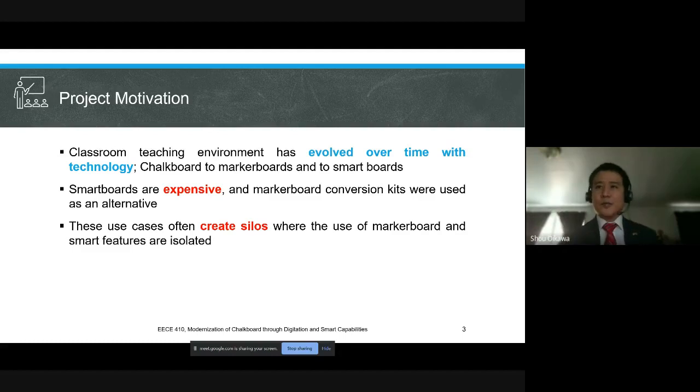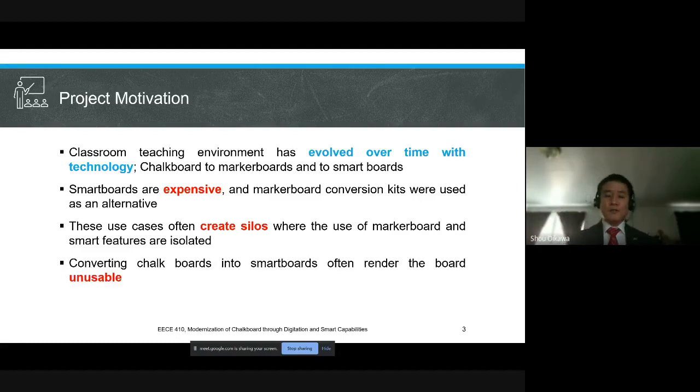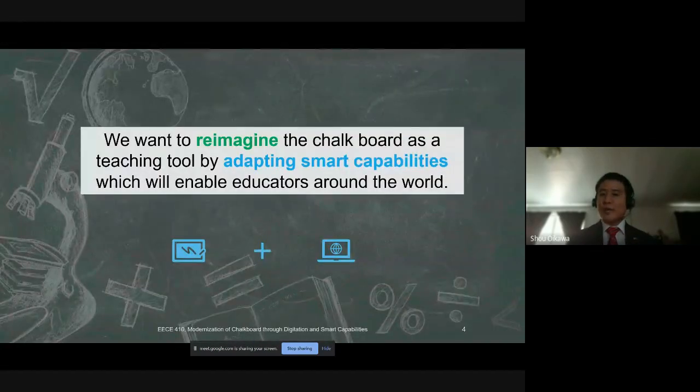And what's even more egregious is when you try to convert a chalkboard into a smart board. What typically would happen is you would put a white wallpaper-like material that's pasted right onto the chalkboard to be allowed to use the smart capabilities. But if that's done, it completely renders the board unusable as a chalkboard. So what we want to do is reimagine the chalkboard as a teaching tool by adapting smart capabilities, which will enable educators around the world.